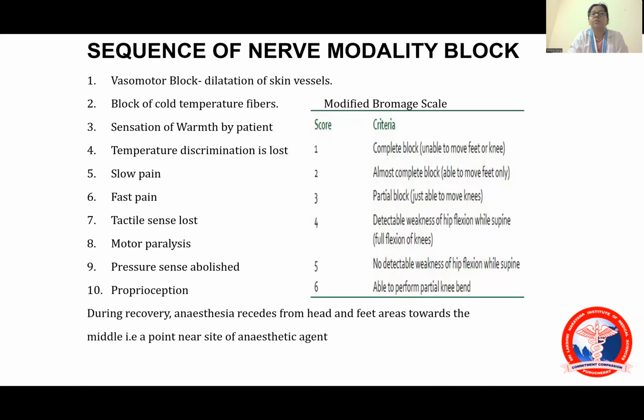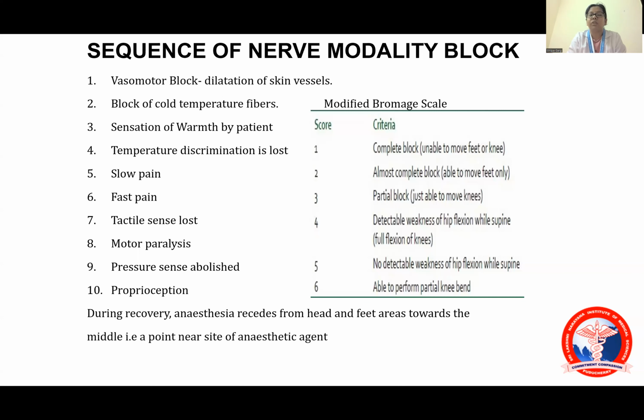So what is the sequence of nerve modality? What is the sequence of events that will happen with the patient according to the nerve fibers that are blocked? First, there is vasomotor block. So there is dilatation of skin vessels, block of temperature fibers. The patient will feel a sensation of warmth in the lower limbs. Next, temperature discrimination is lost completely. Then slow pain is lost. Then fast pain is lost. Then tactile sense is lost completely. Lastly, motor paralysis occurs. The patient is not able to move limbs.